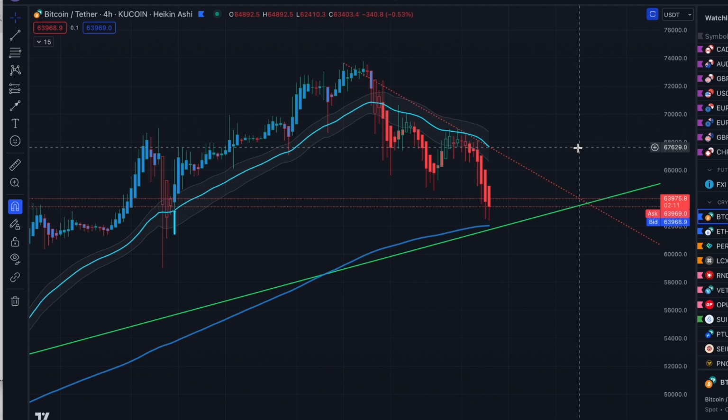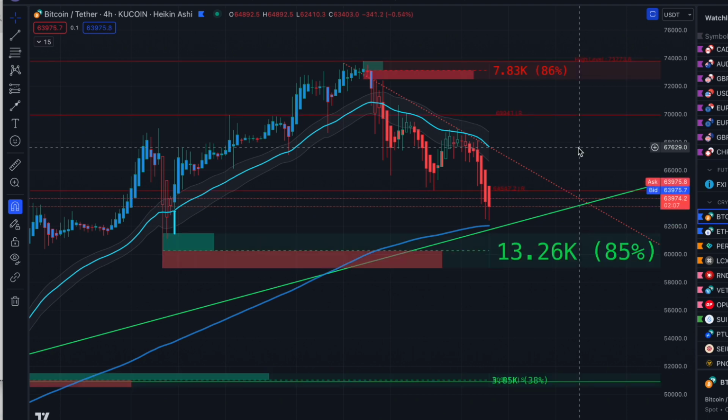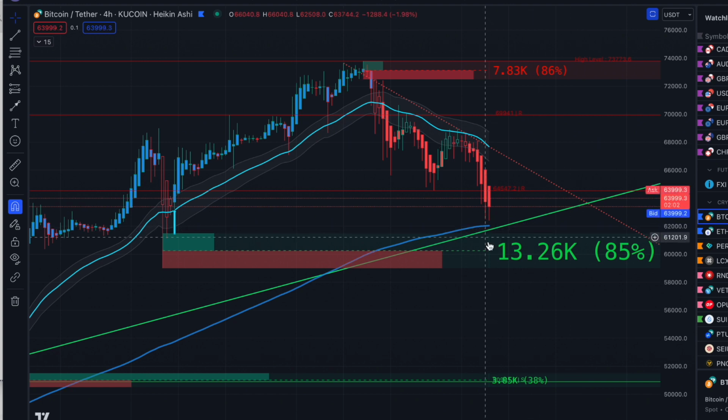And for me, this is where Bitcoin really wants to go. We've got this trend line coming in, and we've also got the 200 EMA here, and this order block as well for support. So I think Bitcoin wants to come down and touch this 200 EMA, bounce off this support line, and then go back up again. The price I'm looking for is roughly about 62,000 to 60,300. That's the range I think Bitcoin will come down to.